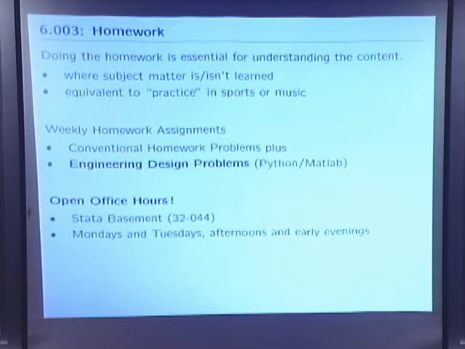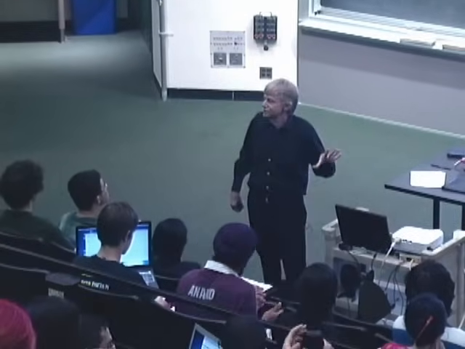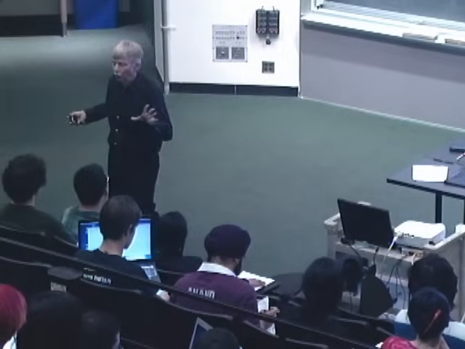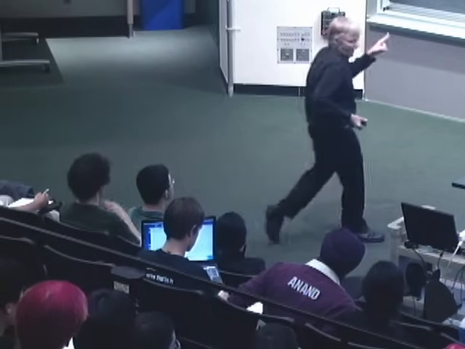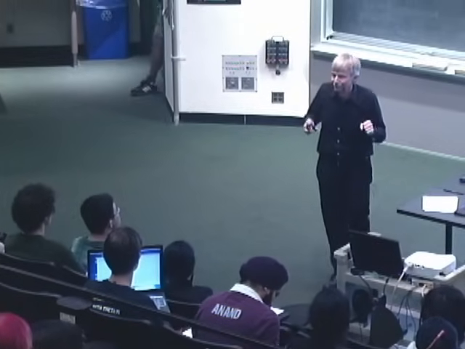We'll give two kinds of homework. There will be conventional kinds of problems followed by engineering design problems. The conventional kinds of problems are intended to be the kinds of problems that have simple, unambiguous, easily checkable answers. So, a well-defined problem, a single, unambiguous answer. The kinds of problems that you might be expecting to see on an exam, for example.